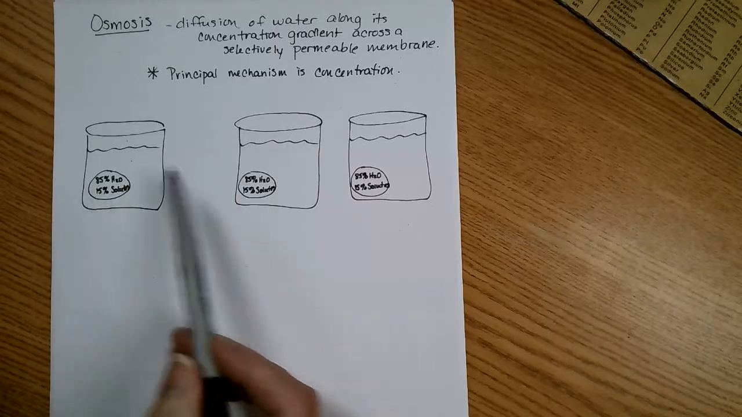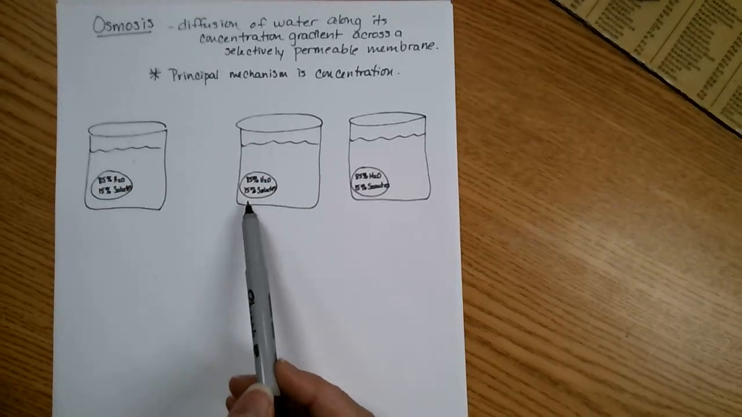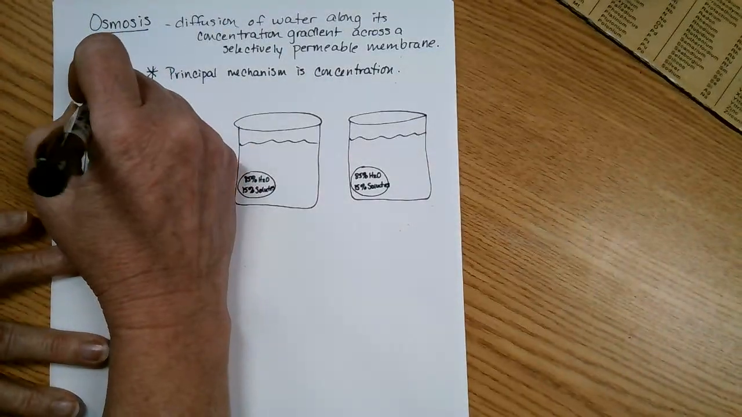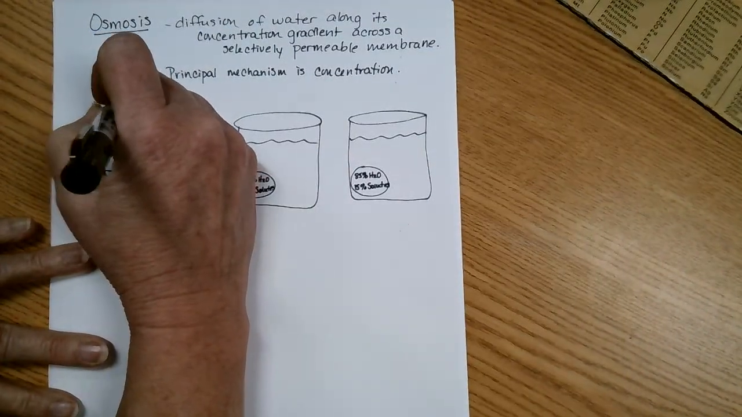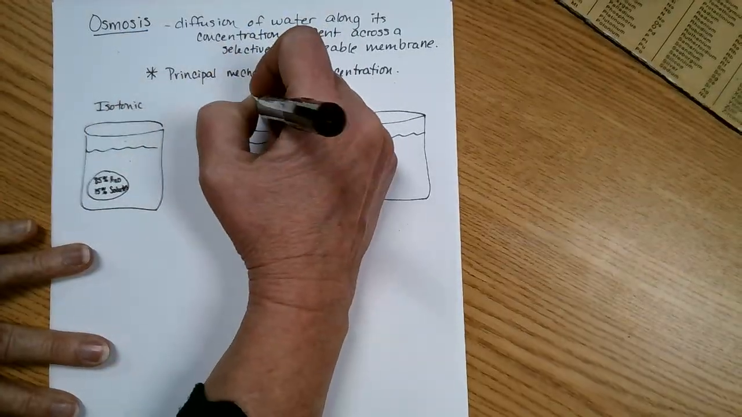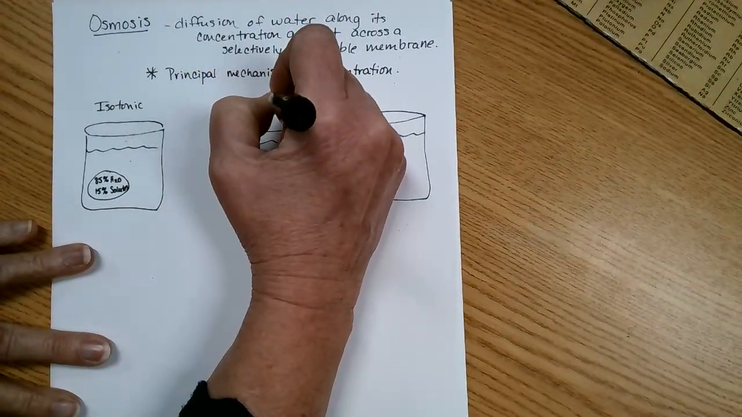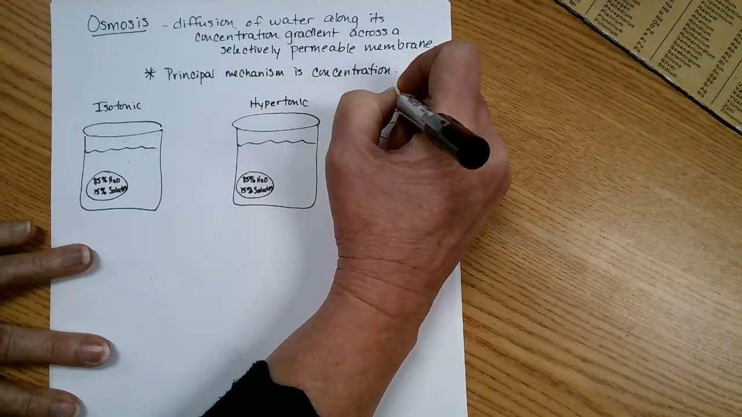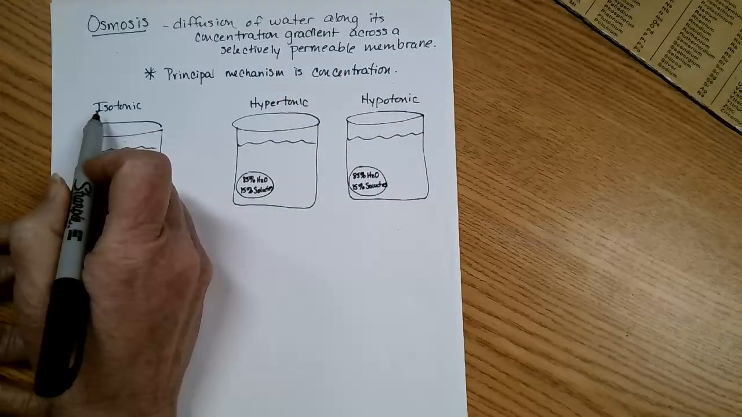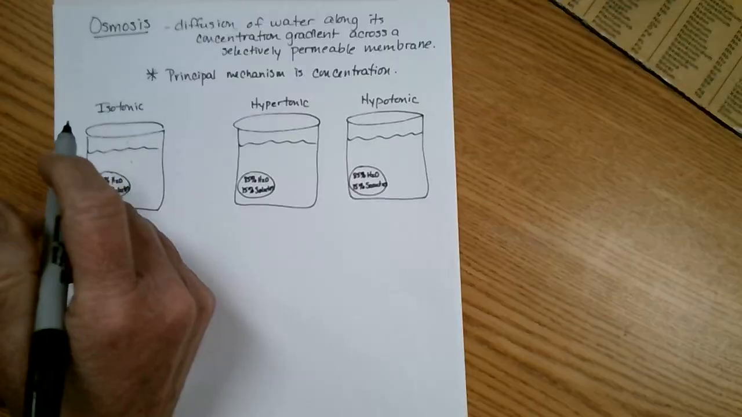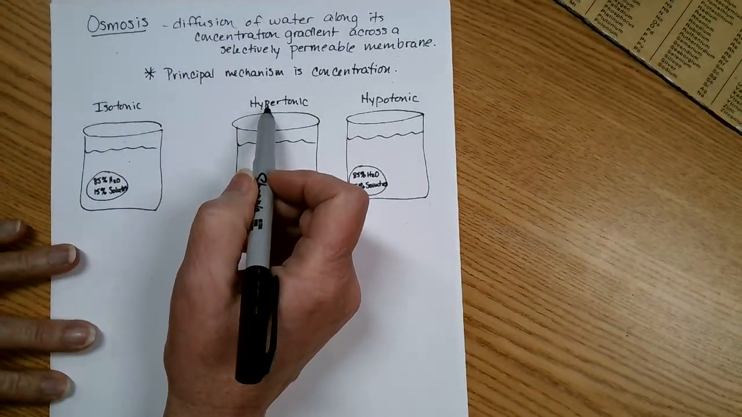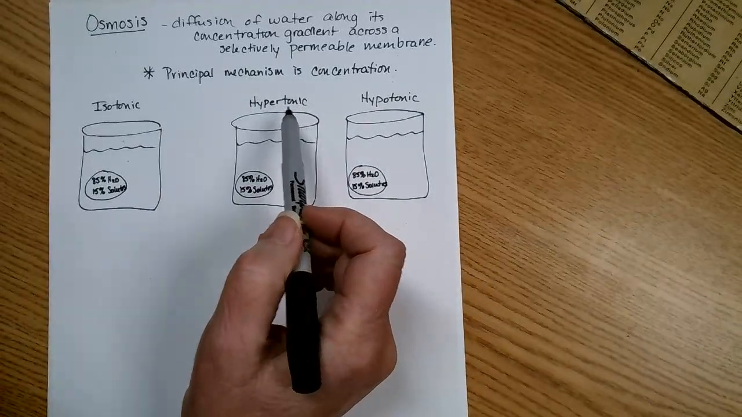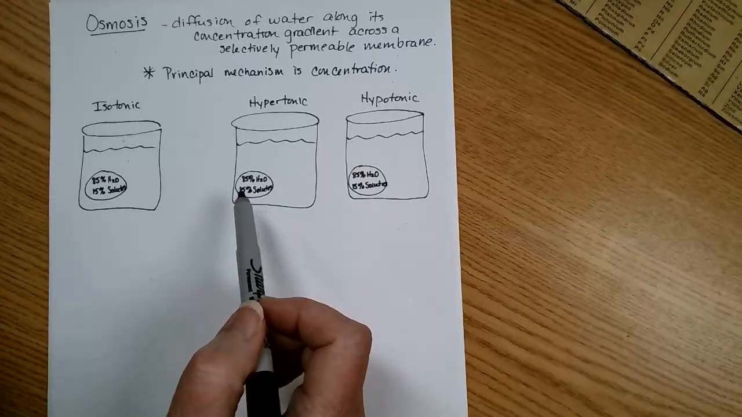Now, I'm going to say that I have the same type of cell, 85% water, 15% solutes, in each of these beakers. But in the one, I'm going to put an isotonic solution. In the next, I'm going to put a hypertonic solution. And in the last one, I'm going to put a hypotonic solution. Iso is a prefix that means same or equal. Hyper is a prefix that means more. Hypo is less, okay? And when you're talking about the tonic, here are the solutes.